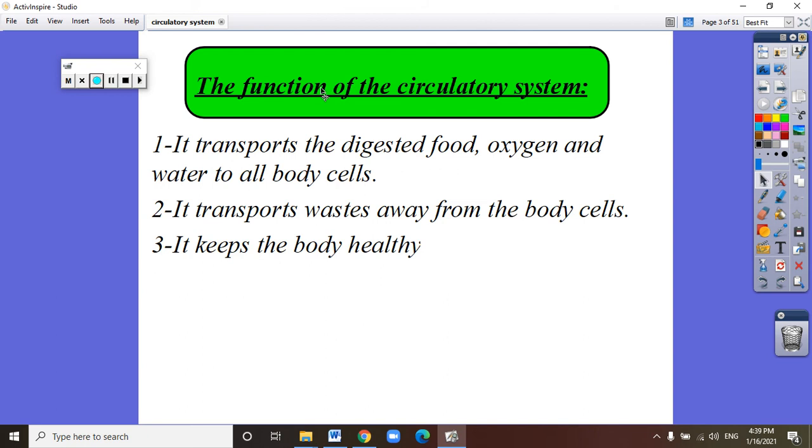What is the function of the circulatory system? It transports the digested food, oxygen, and water to all the body cells, and it also transports the wastes away from the body cells, and it keeps the body healthy.